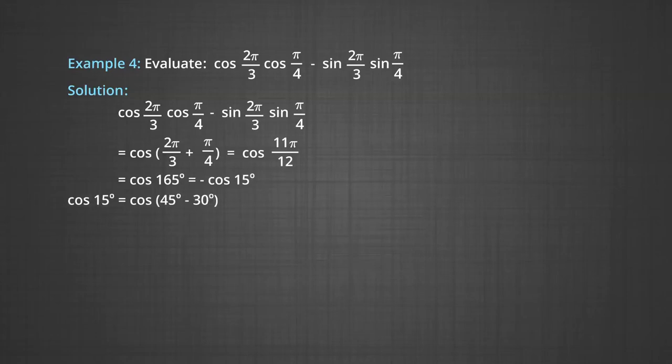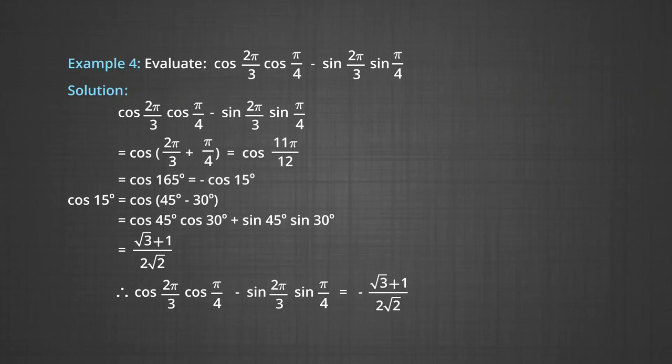Now, we will find out the value of cos of 15 degrees. Cos 15 degrees can be written as cos of 45 degrees minus 30 degrees, which is equal to cos 45 degrees into cos 30 degrees plus sin 45 degrees into sin 30 degrees. When we substitute the values, this comes out to be root 3 plus 1 upon 2 root 2. So, value of cos of 15 degrees is equal to root 3 plus 1 upon 2 root 2. But the answer is minus times cos of 15 degrees. So, the given expression is equal to minus root 3 plus 1 upon 2 root 2.